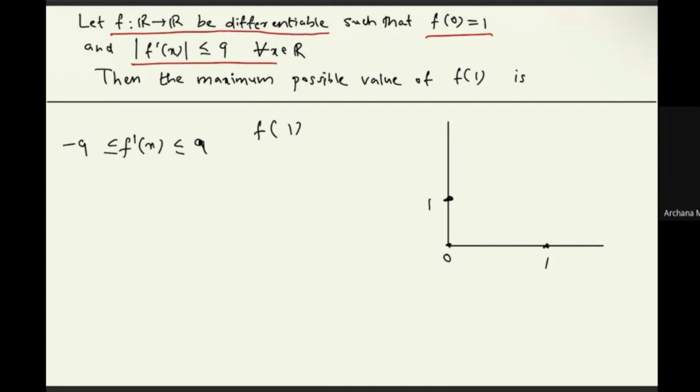Lipschitz continuity. What? I didn't hear, can you repeat? The derivative is bounded, so |f(x) minus f(y)| will be less than or equal to 9 times |x minus y|. It is a Lipschitz function, yes. But using that, how do we talk about f(1)?